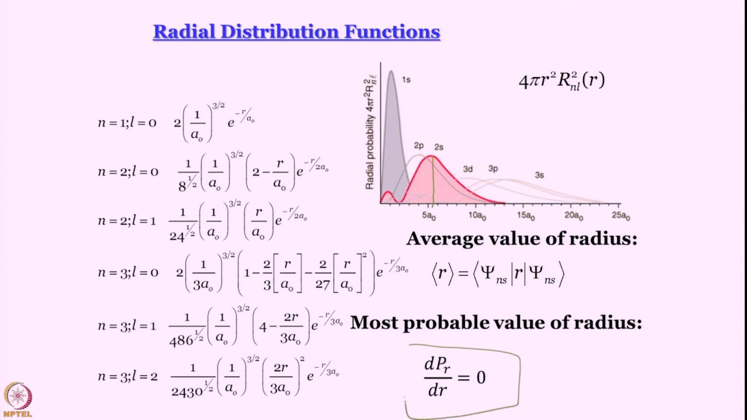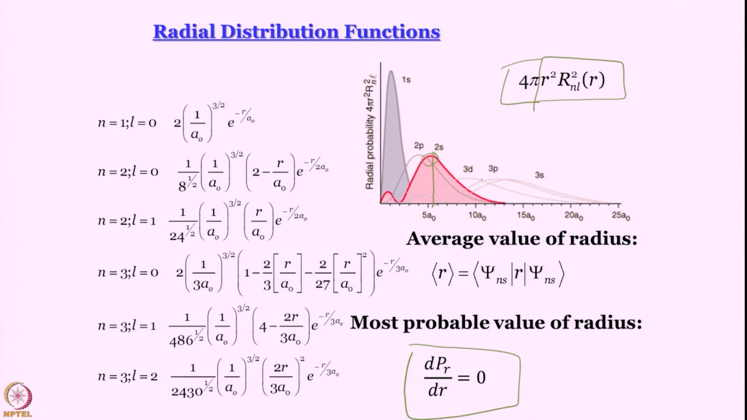Just take dP by dr and differentiate with respect to r. Please remember you have to take small r square multiplied by capital R square. Does the 4 pi matter? Not in this discussion, because you are equating to 0. It does not matter whether it is 4 pi or 400 pi, you are equating it to 0 anyway. So, when you differentiate r square multiplied by capital R square and equate to 0, whichever value makes this 0 gives you the r value at which you get a maximum in the curve. That is called the most probable radius or most probable value of radius.